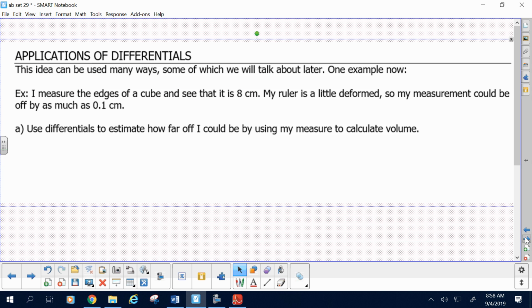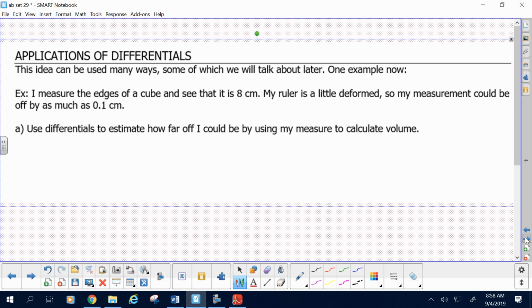Let's go to applications of differentials. Is this the next thing on your notes? Am I good? No. Okay, cool. All right, applications of this. This could be used in a lot of science and business applications. I have one of each here, or both here.